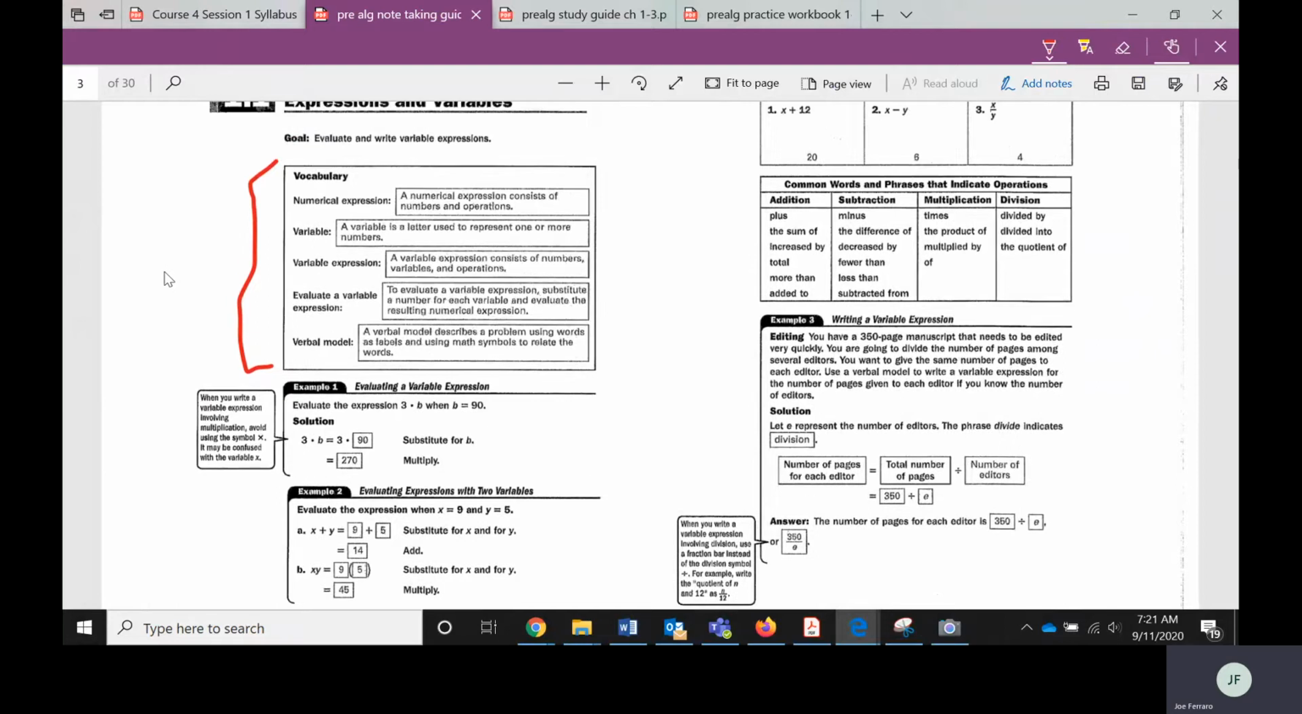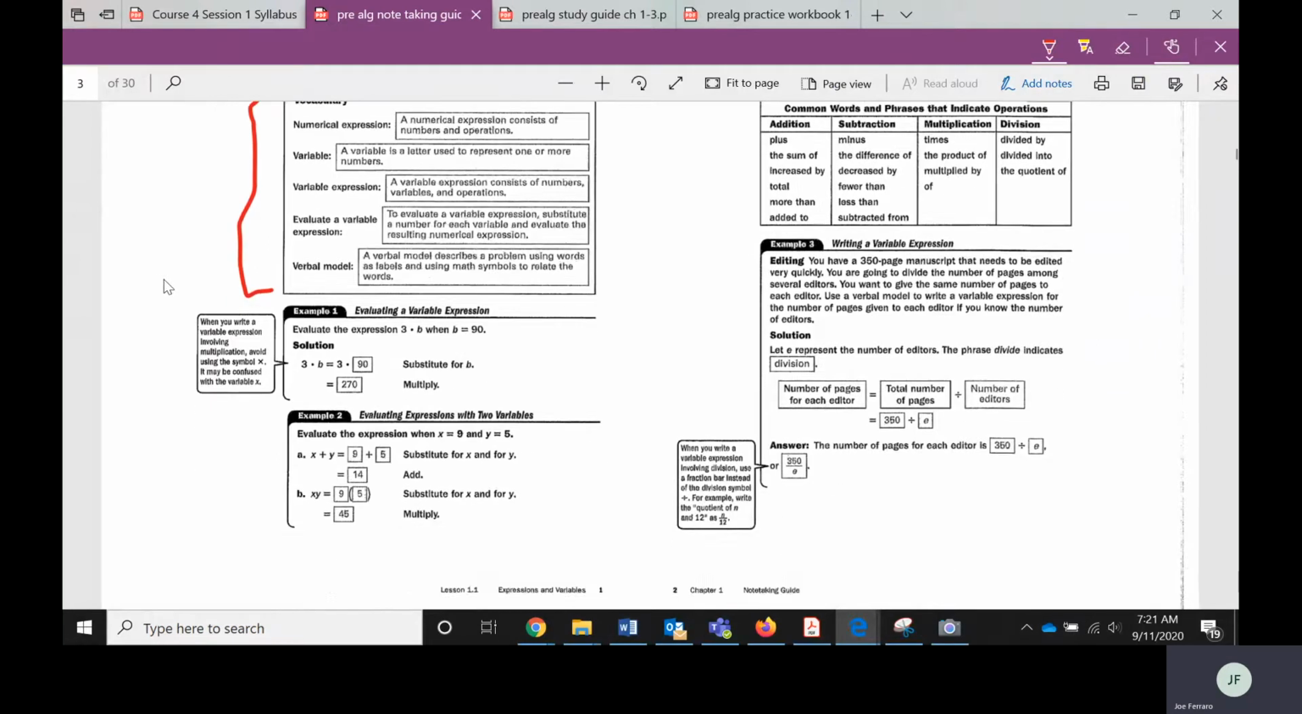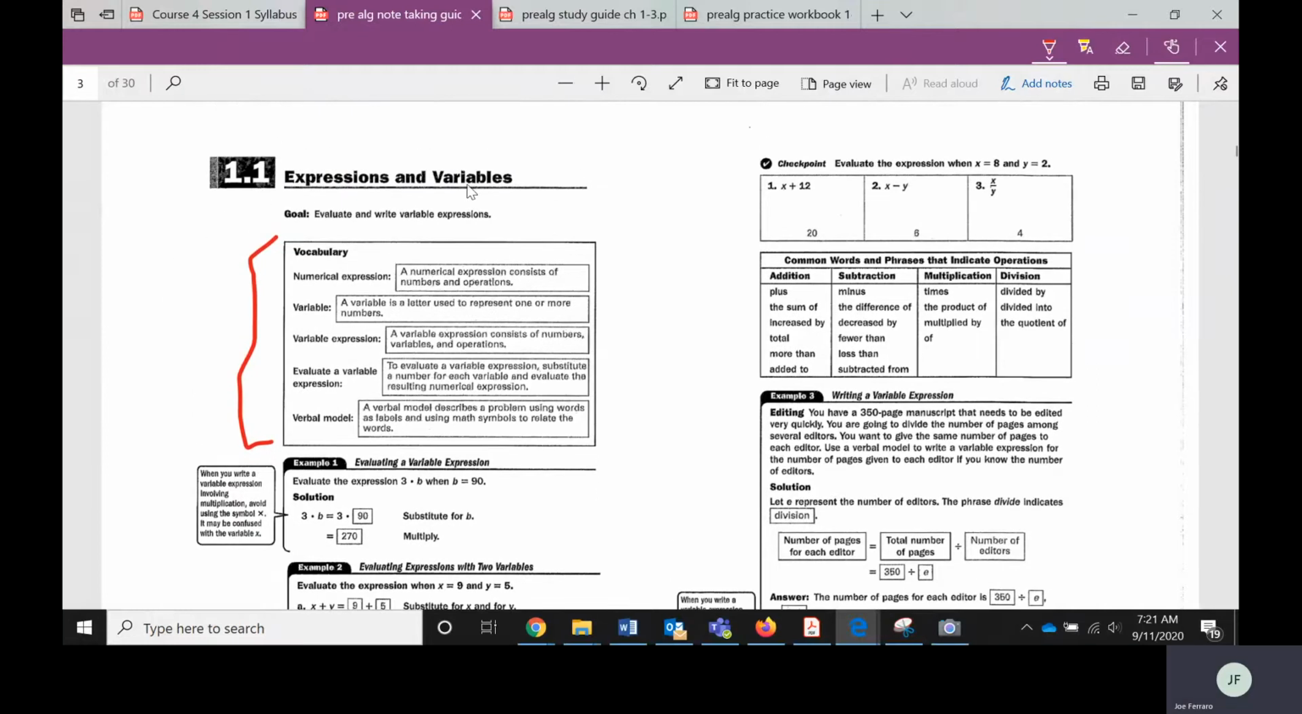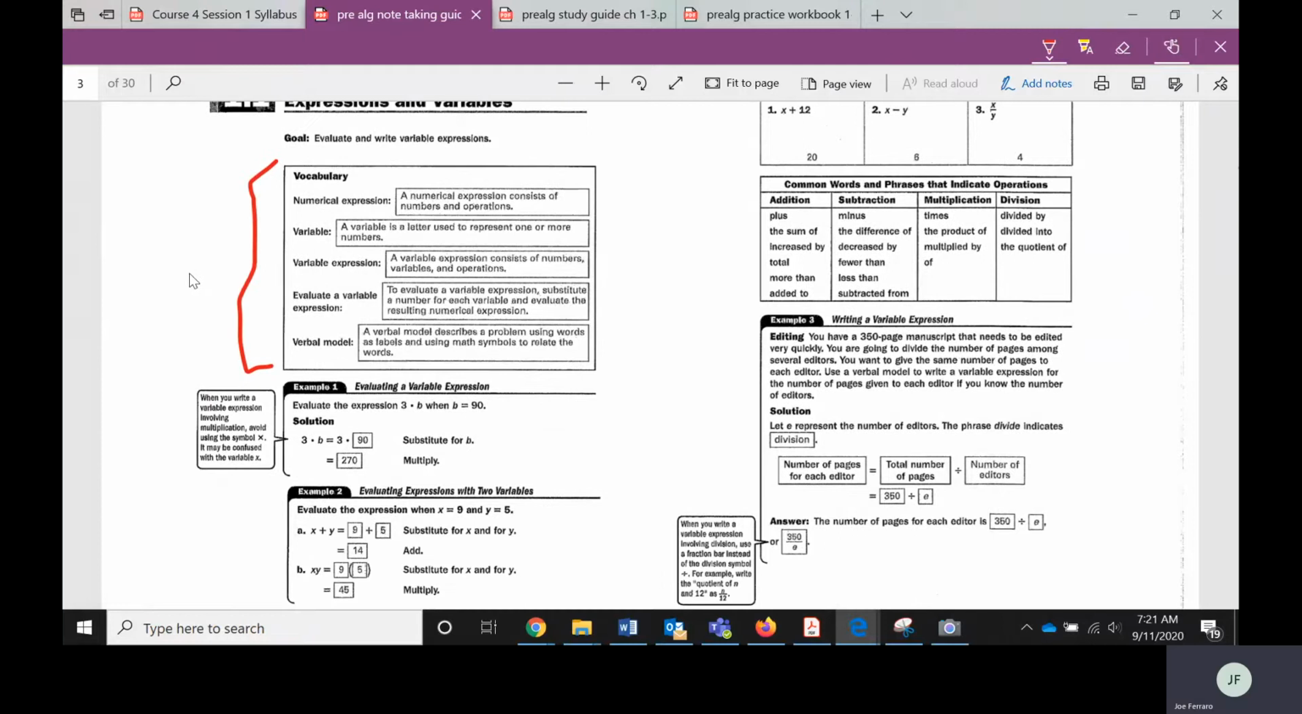So let's just get into it and look at what we're going to be doing. We're looking at expressions and variables right now. Expressions are, it says up here, a numerical expression consists of numbers and operations. So it's going to be add, subtract, multiply, divide. Eventually we'll get to exponents, things like that. And then a variable expression is that same thing, but with a variable. Okay, and a variable is usually represented with a number or a letter, and it just means that's something that can change depending on the situation.